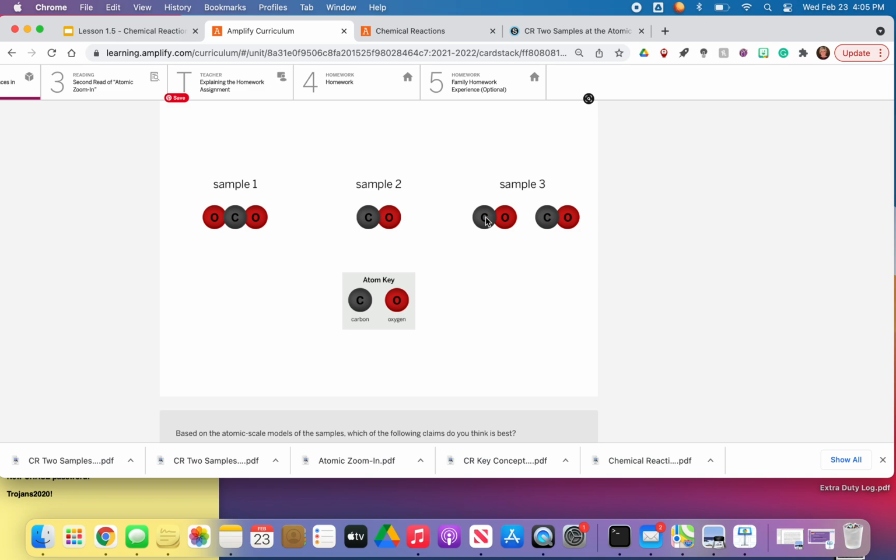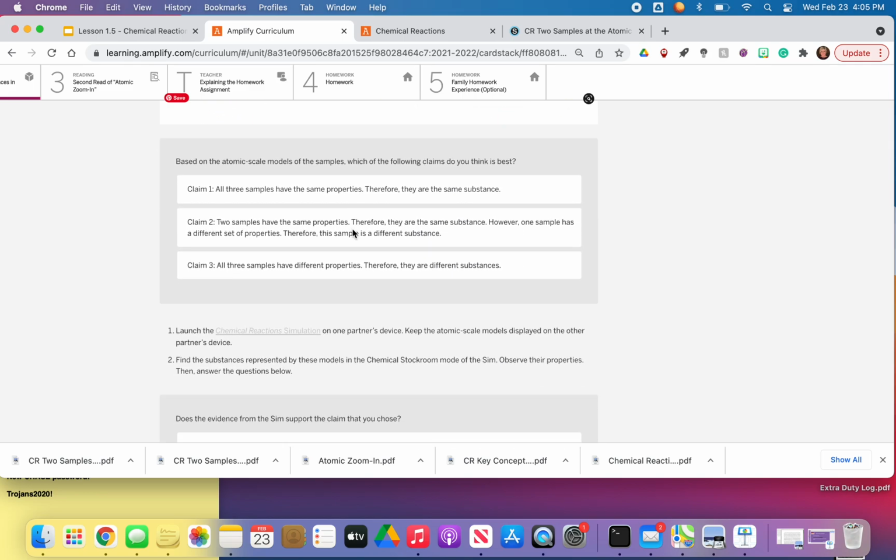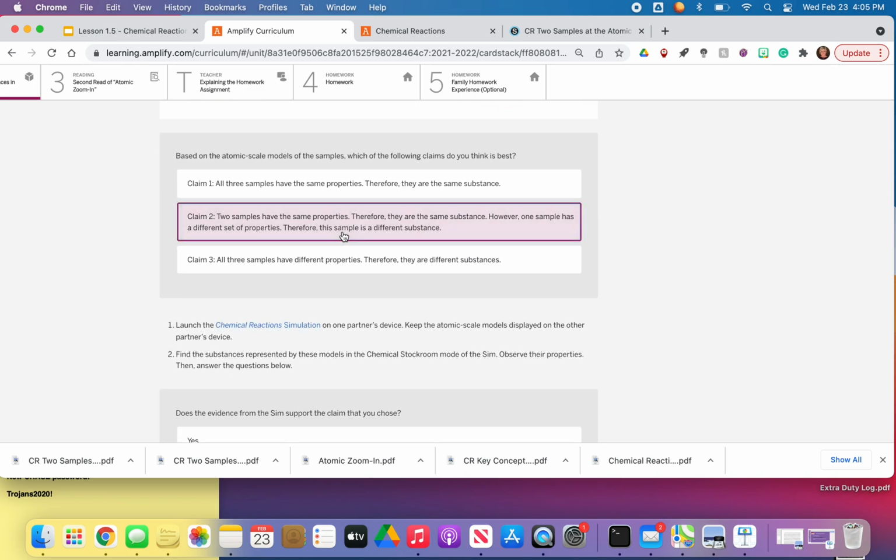Basically what I've done is I've taken sample number 2 and I've just added another molecule of carbon monoxide, and I've got 2 molecules of carbon monoxide. So sample 2 and sample 3 are the same. They do share the same properties, but sample number 1, carbon dioxide, is completely different. So we would go ahead and click on claim number 2.